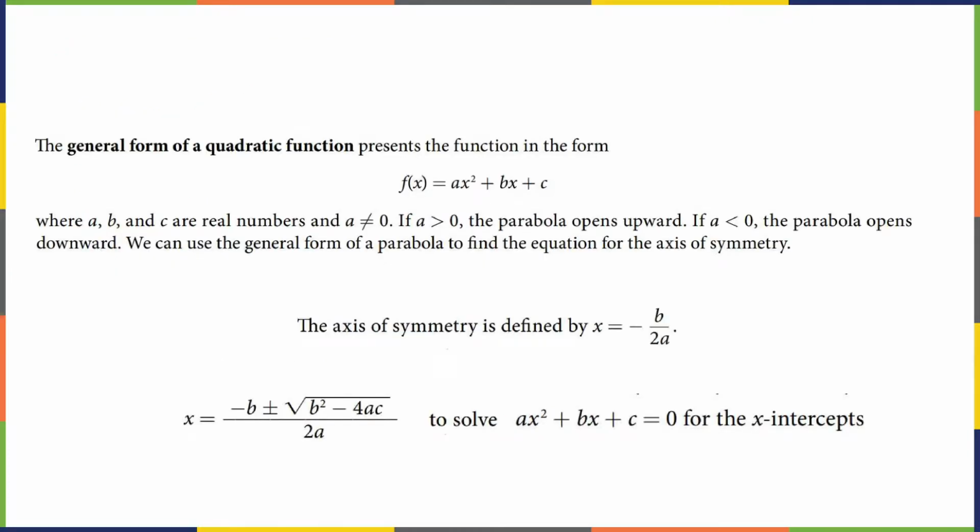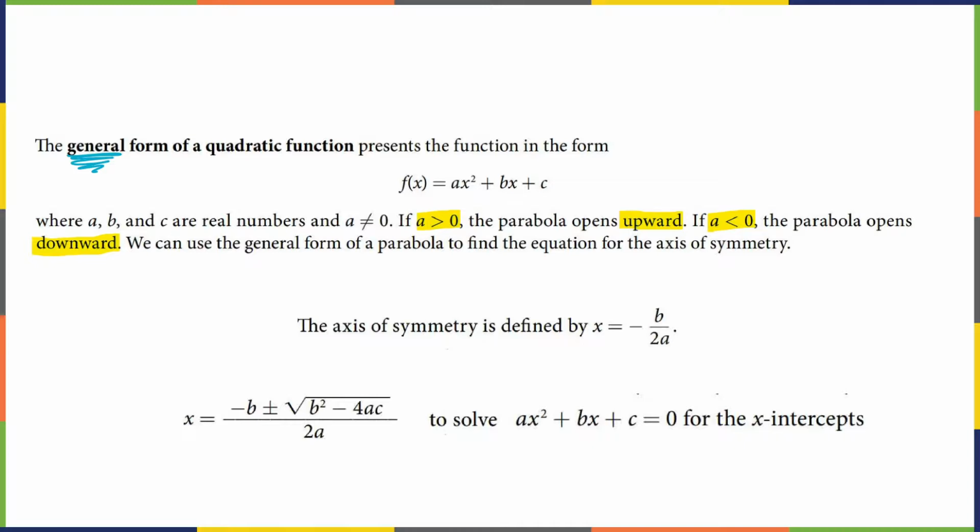So the general form of a quadratic function is f of x equals ax squared plus bx plus c. This means that if you see anything in this format, it is called the general form. Or if it asks you to put it into general form, we want it in this format. Now, a couple key points here. If a is greater than 0, that leading coefficient, then the parabola will open upward. If a is less than 0, the parabola will open downward.